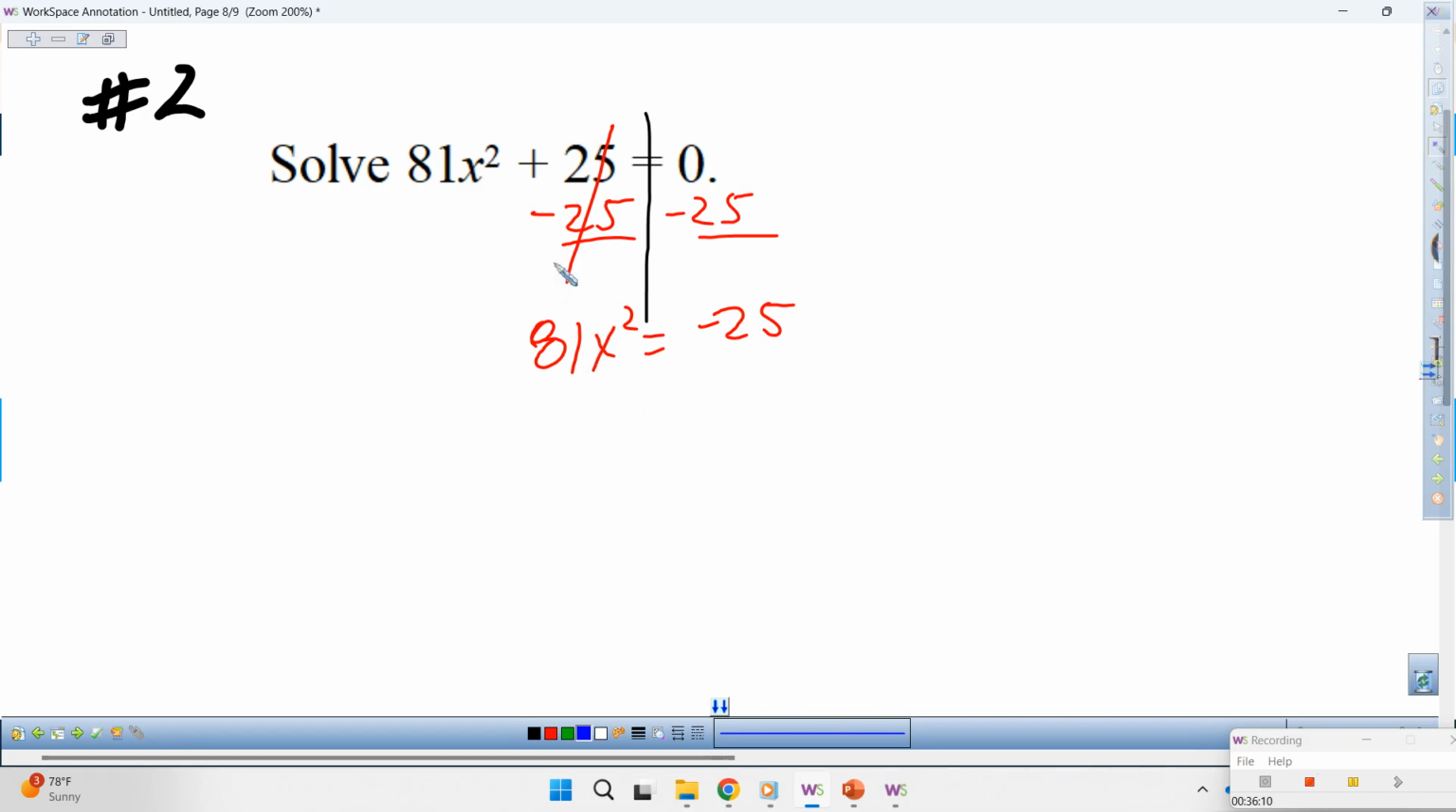And you know what? For this one, there's a typo. Look up, guys. Change this to a negative. So that means here we do a plus, plus, and this is a plus. All right, next step. We need to leave x by itself, so we divide by 81. We're left with x squared equals 25 divided by 81.